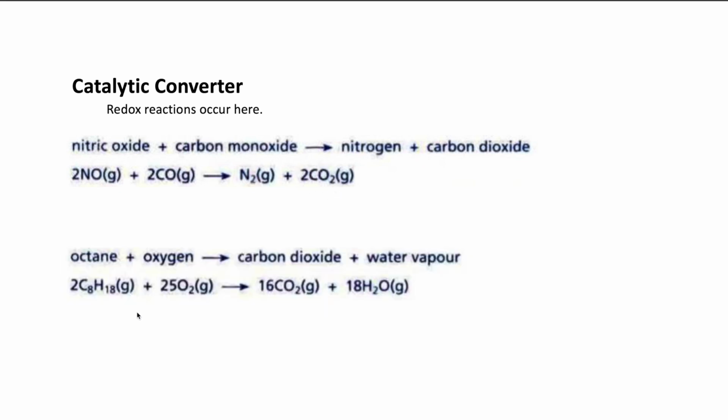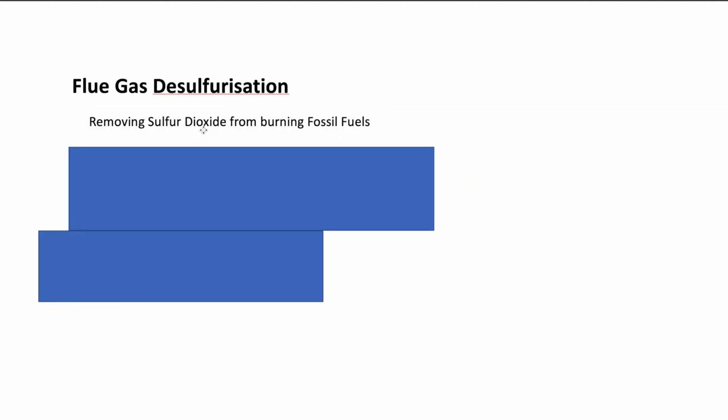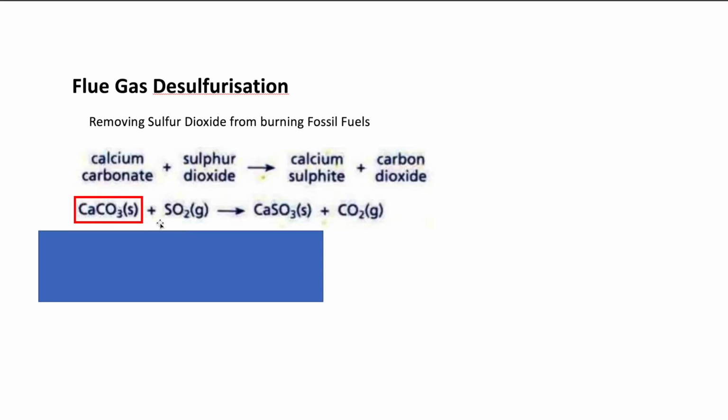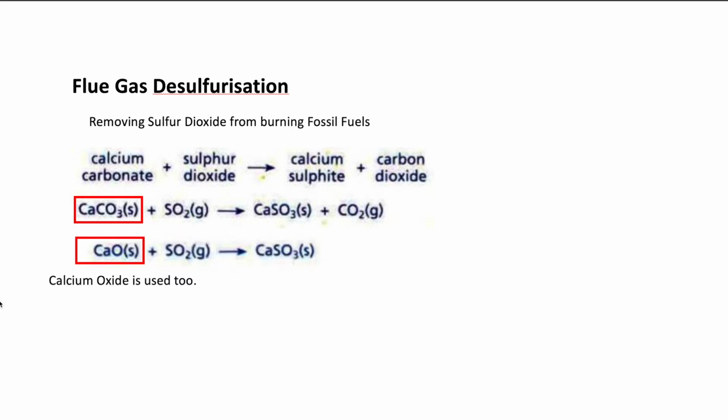Another way is flue gas desulfurisation. Flue gas is the waste gases formed by burning fossil fuels. This is done by removing the sulfur dioxide from the waste gases, the flue gas, by using calcium carbonate in this equation. Calcium oxide also works through this equation.